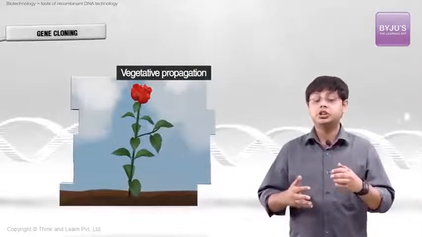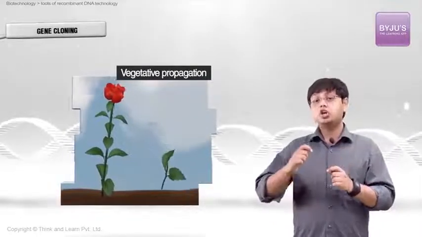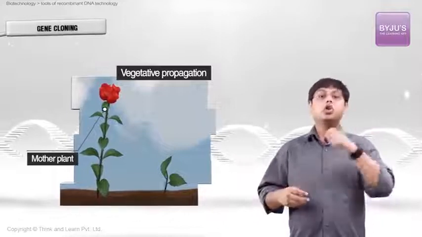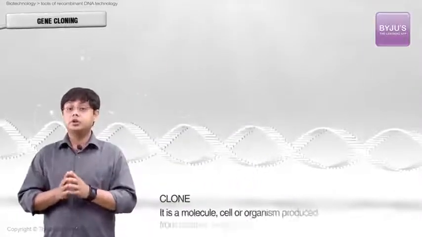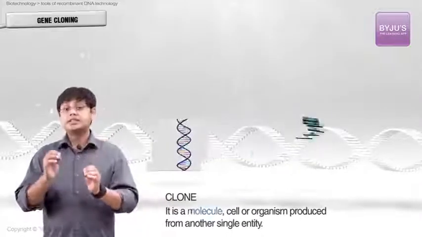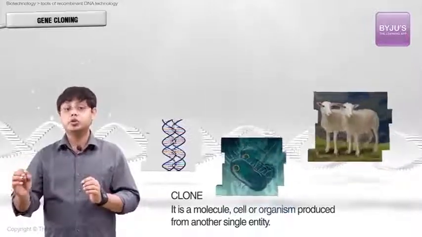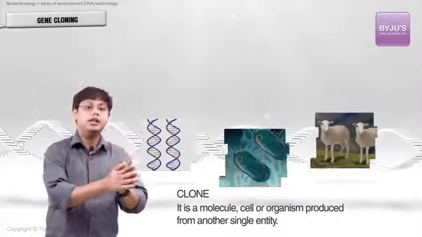Typically, this happened in plants by vegetative propagation, where a twig, for example, cut off from a mother plant could grow into a new plant which is an exact copy of the mother plant. A modern biological definition of a clone is a molecule, cell, or an organism produced from another single entity.